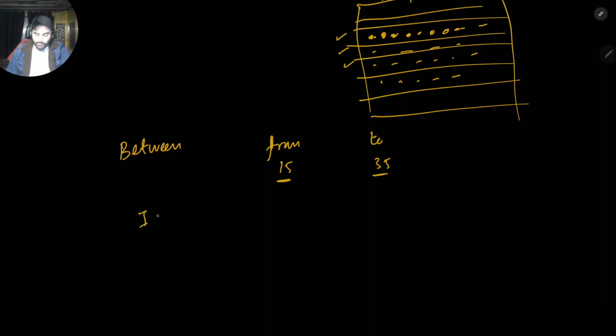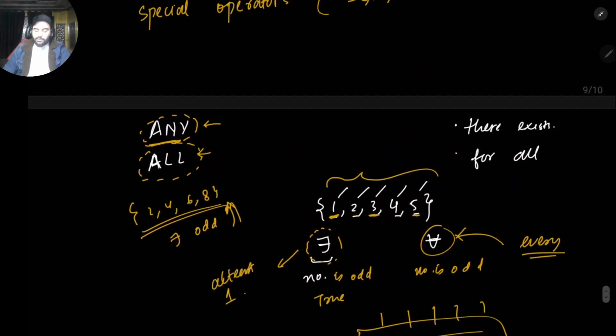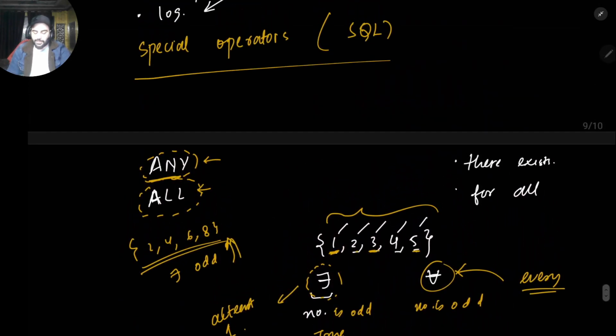There is also an operation in, which checks for values. If we have a list of values, let's suppose Sunday, Monday, and so on, and we say Sunday in list, it will check if the list has that element. Exists is also there, which checks for the existence of a subquery, and there is also unique. We'll explain them more when we use them. Just keep in mind that we have some special operators in SQL as well.